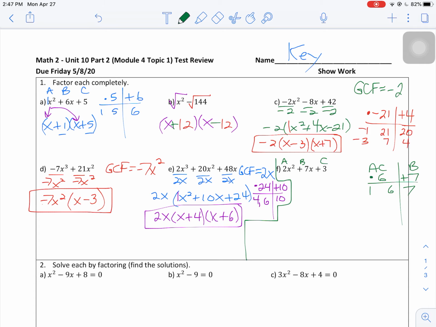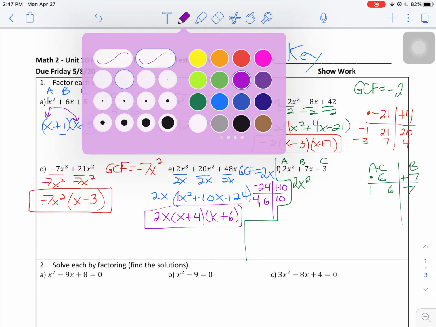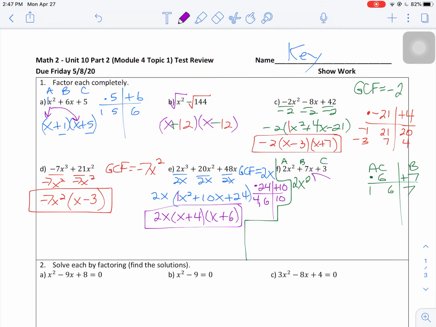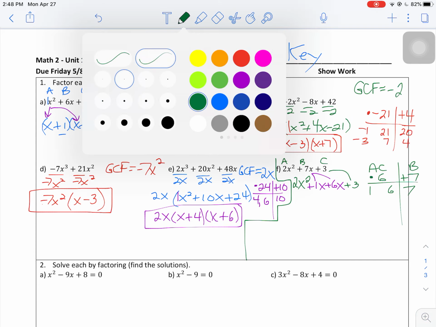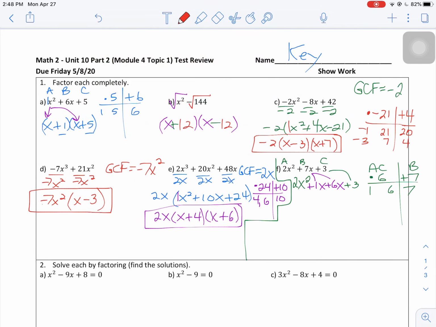So what's going to happen is we'll drag down the 2x squared. We're going to split 7x into 1x and 6x, and then we'll drag down the plus 3 in the back. So we just made our trinomial into a 4-termed polynomial. Now we're going to do factor by grouping. So you group the first two terms in parentheses, group the second two terms in parentheses.